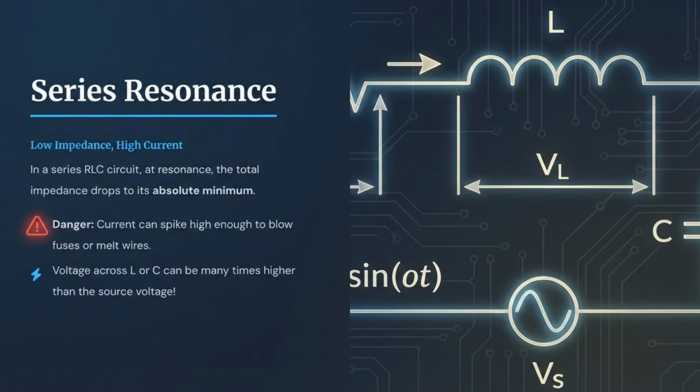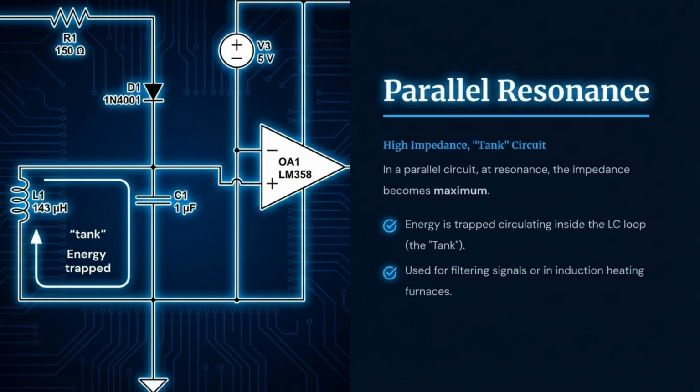In series resonance, the total impedance drops to its absolute minimum, resulting in low impedance and high current. Be cautious, as current can spike high enough to blow fuses or melt wires, and voltage can exceed the source voltage. Parallel resonance, often called a tank circuit, is characterized by high impedance.